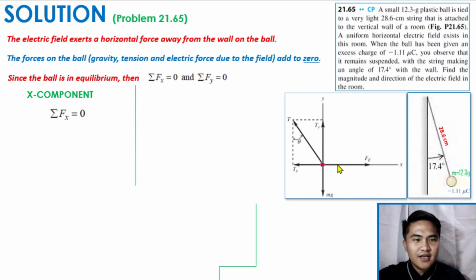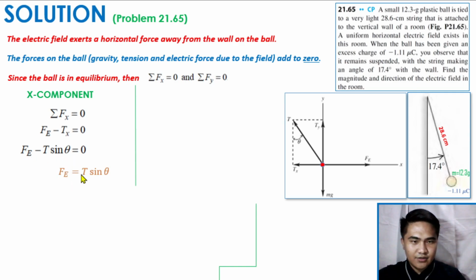So as you can see in this diagram, we have the electric force and the tension along x. Since the electric force is to the right, it is positive here, and since the tension along x is to the left, it is negative here. So we have the electric force minus T sine theta is equal to 0. Substituting the value of Tx here and rearranging this equation, we have the electric force is equal to the tension times sine theta.